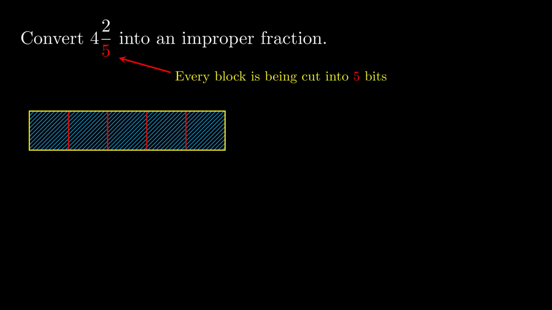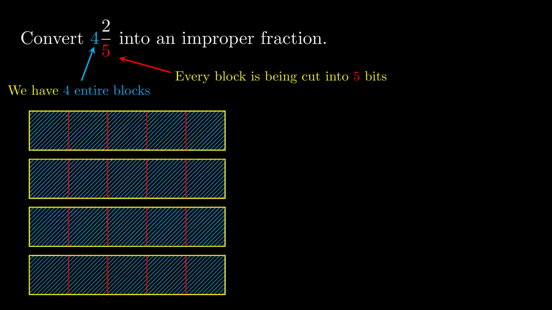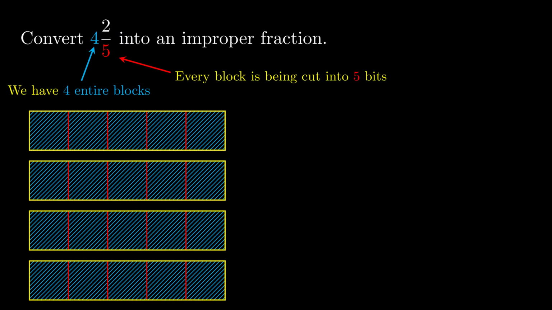Right, now look back at the fraction. We've now got 4 of these whole blocks, and so we better take 4 of them, so it looks like this. And let's just pause there for a moment and count up how many bits we have. Each block holds 5 bits.